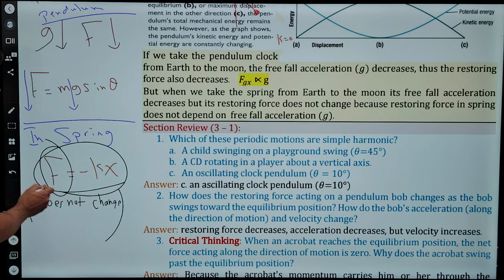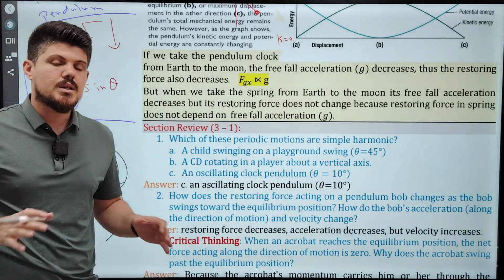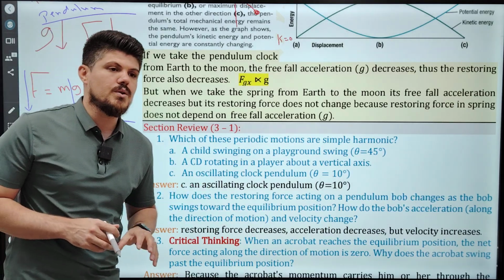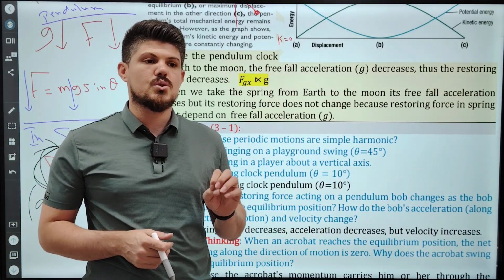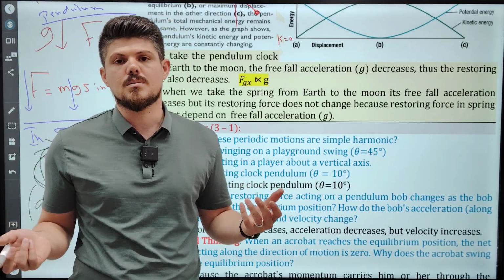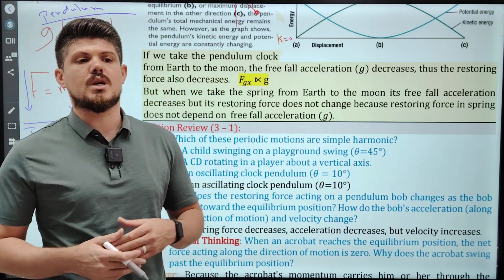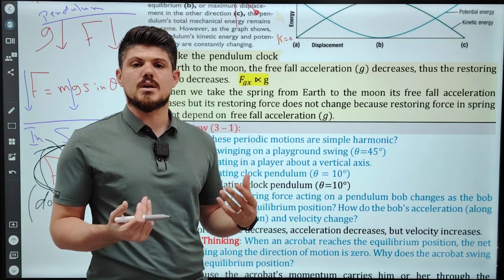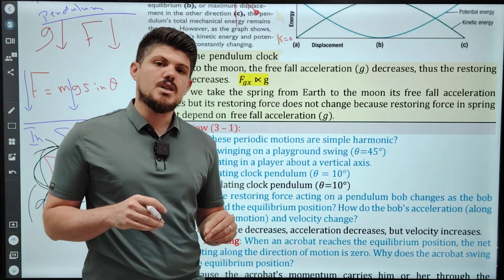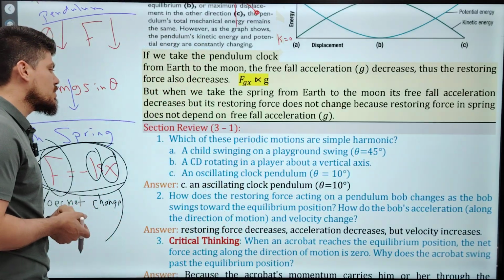Why? Because restoring force in a mass spring system does not depend on the gravity. Restoring force in a mass spring system depends on the spring constant and the amount the spring is stretched or compressed. It does not depend on the gravity. So which of the following doesn't change, the restoring force of the simple pendulum or the mass spring system? Mass spring system. The restoring force of the mass spring system does not change by changing location, if you take it from Earth to the Moon or from Moon to the Earth. But the restoring force in a simple pendulum changes by changing location. Why? Because it depends on the gravity.